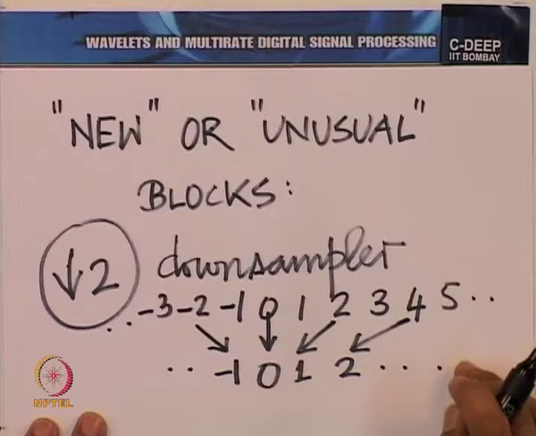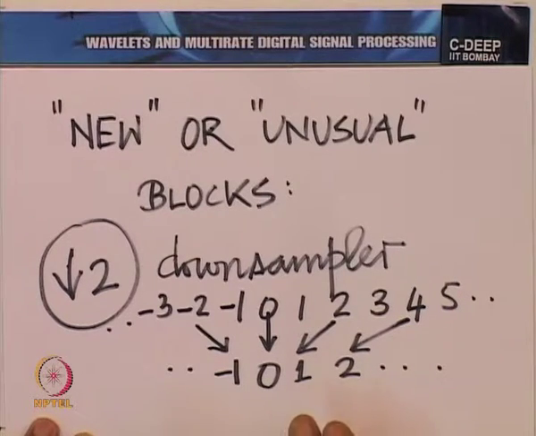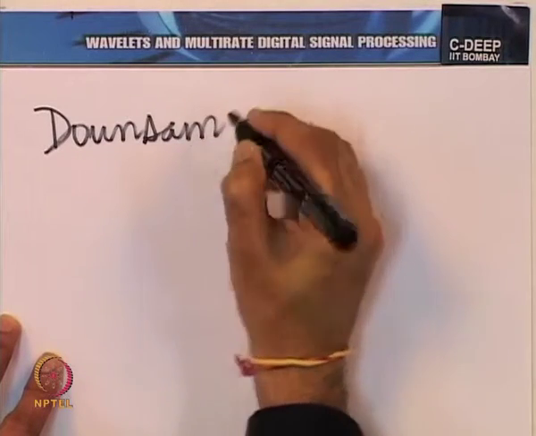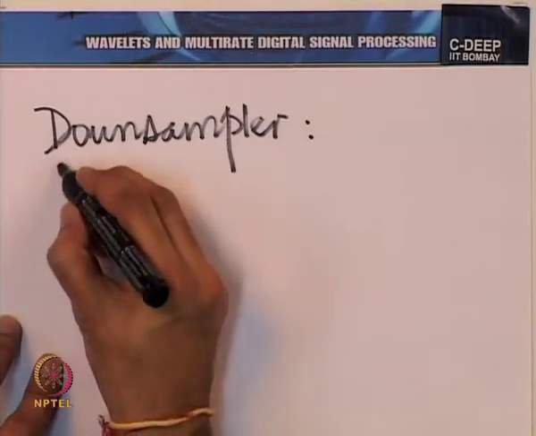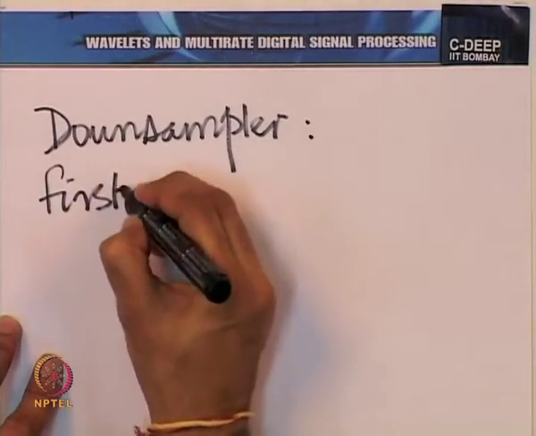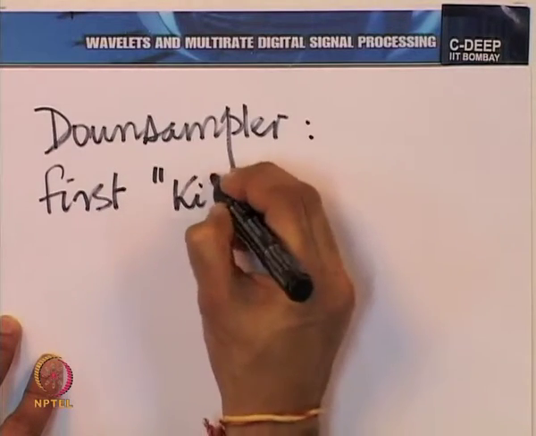So, in a certain sense the downsampler is both a remover of some samples and a compressor of the remaining samples. There are two steps in downsampling if you think about it, and we shall in fact analyze the downsampler treating it as a cascade of two steps. So, to state it clearly, a downsampler first kills some samples.